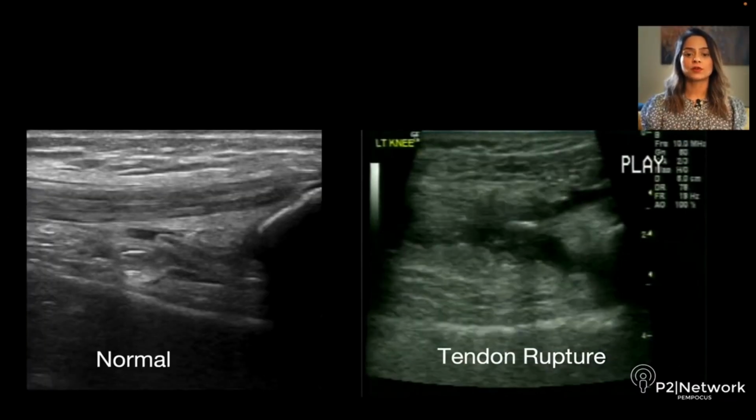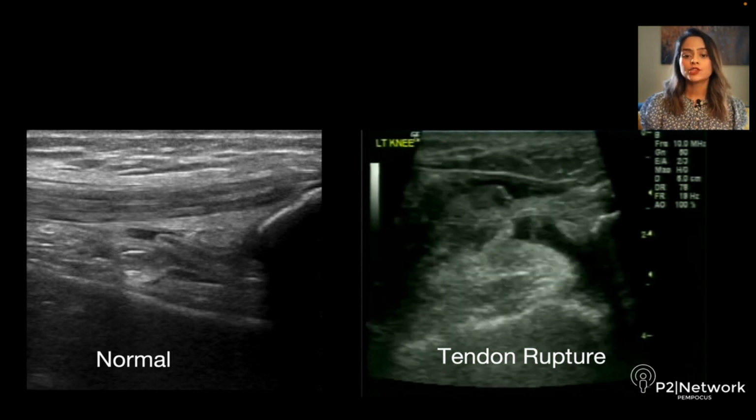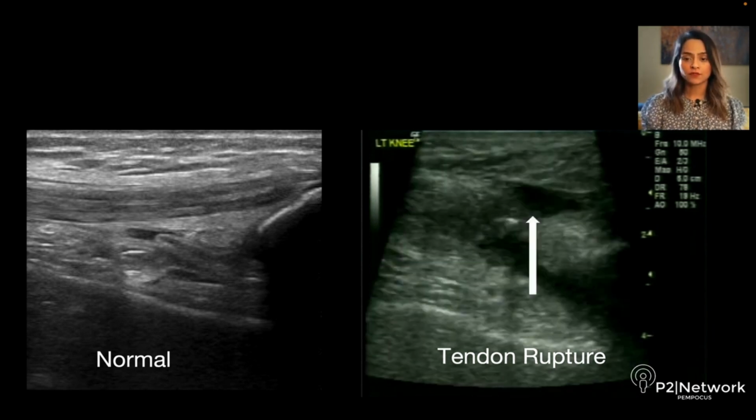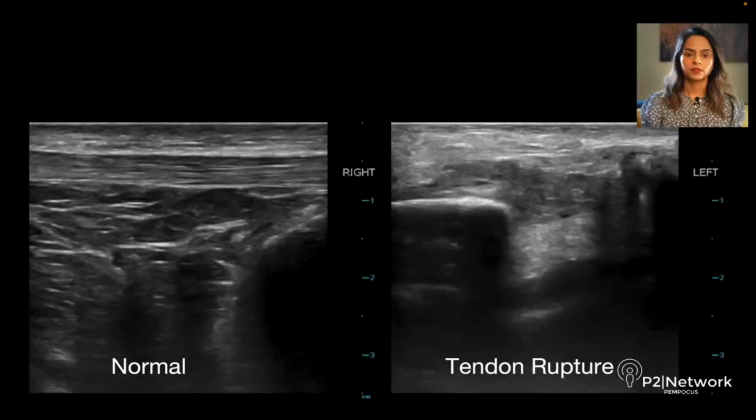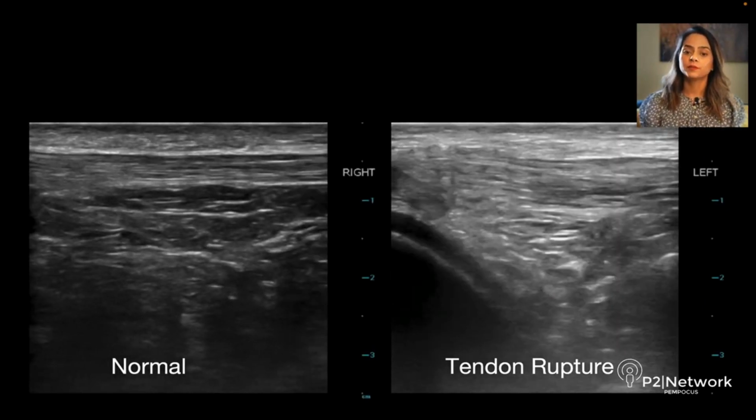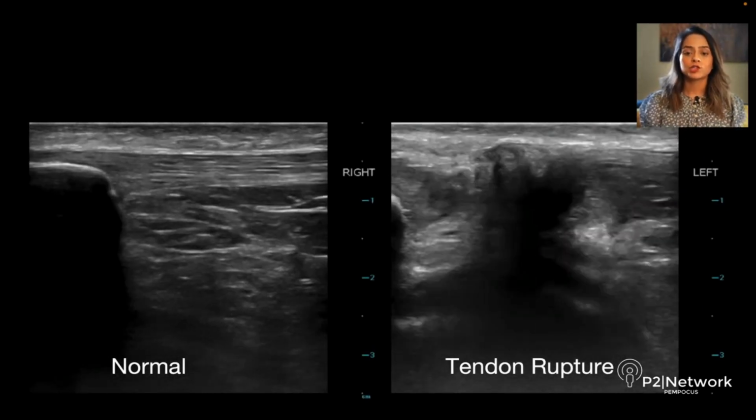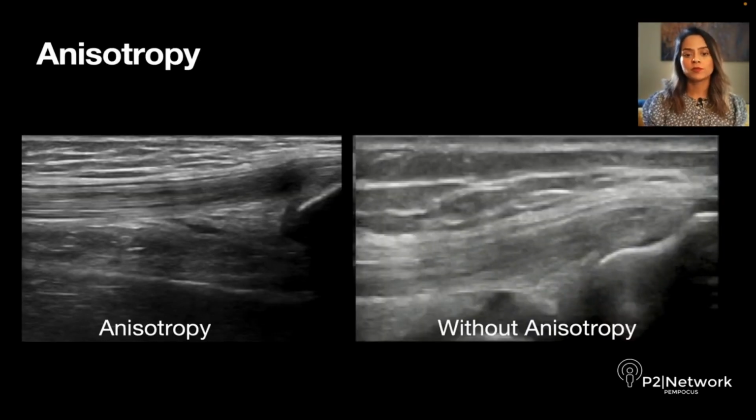This is an example of a quadriceps tendon rupture, which appears as a discrete hypoechoic focus visible within the tendon, representing the intratendinous hematoma or edema. While this is an example of a complete patellar tendon rupture, which appears as a full thickness discontinuity of the tendon. One of the pitfalls to be wary of is anisotropy.